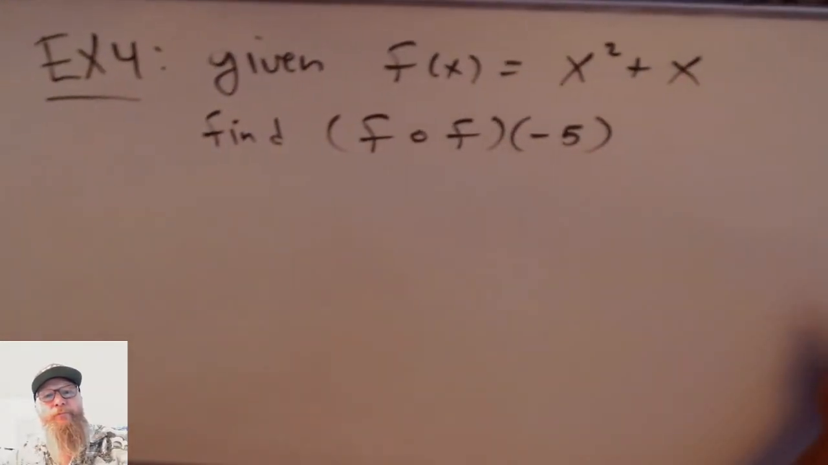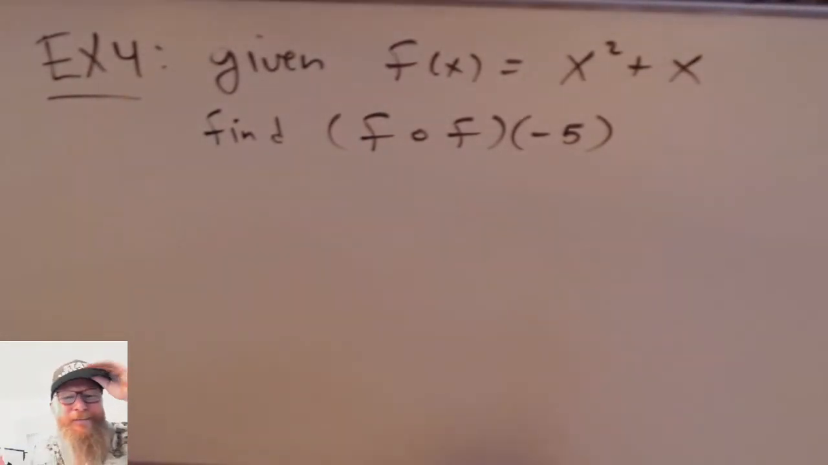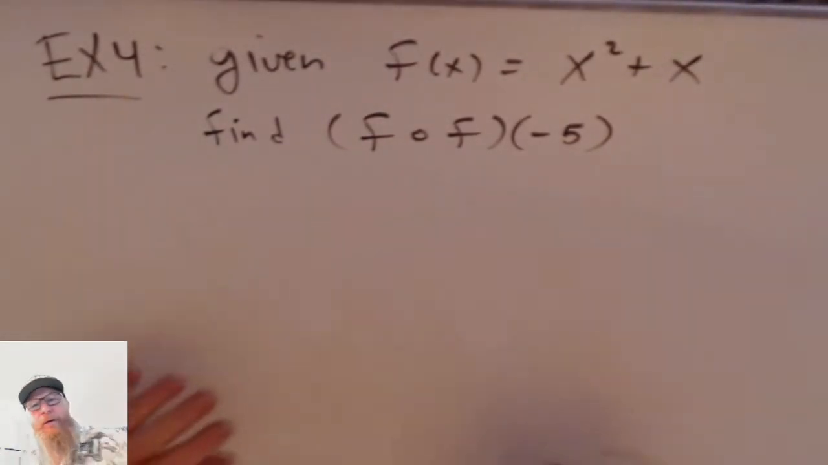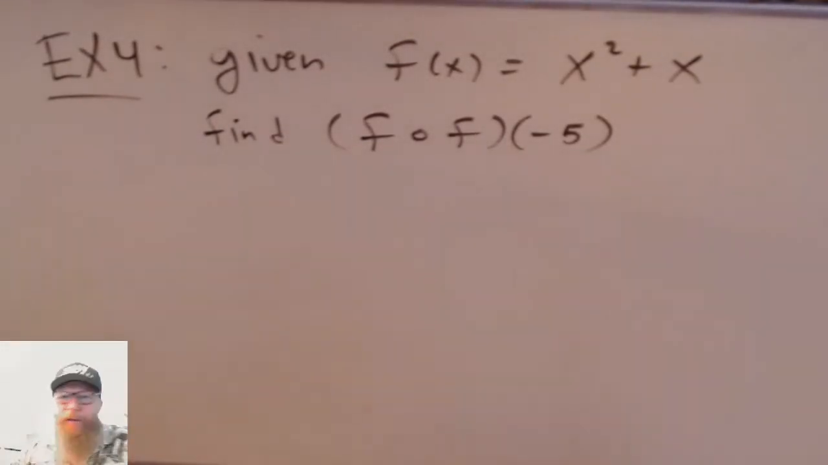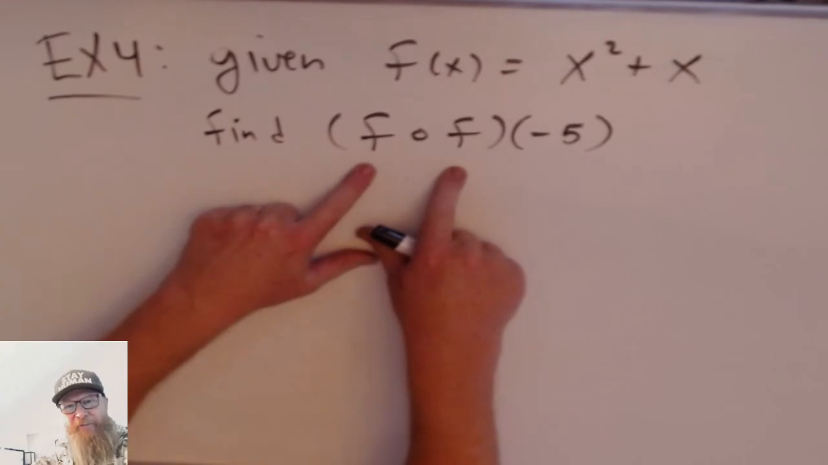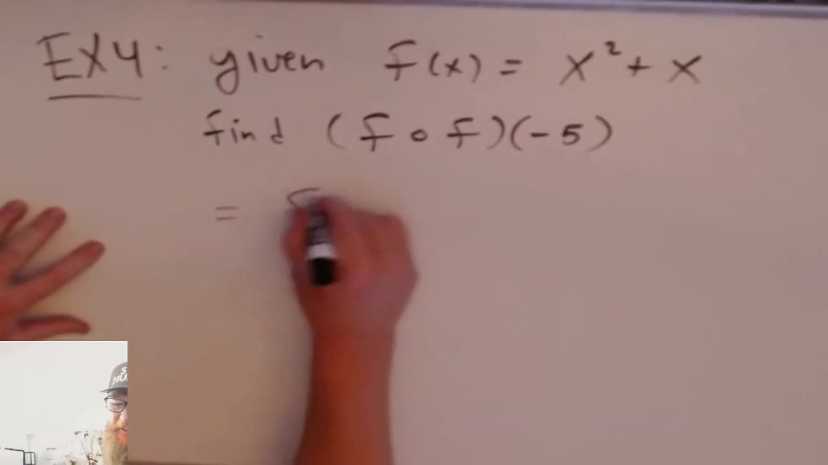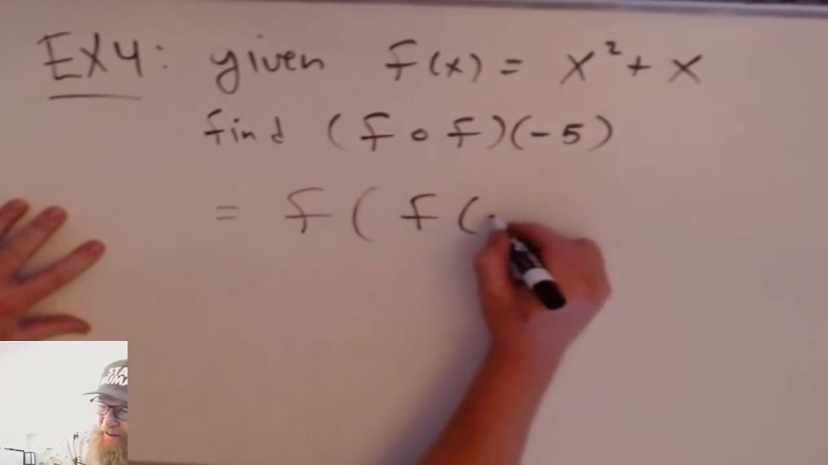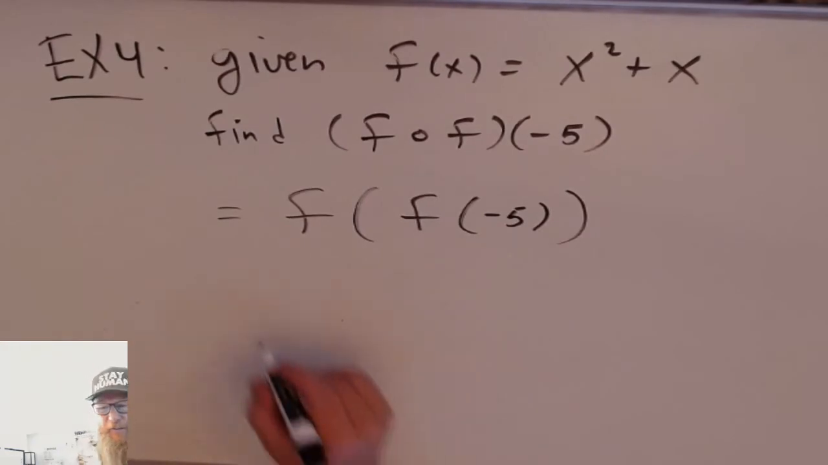There we go. Still a little funky, but anyway. So this is F of F, F-O-F of -5. So this means take F of F of -5. That's what it means. There it goes.